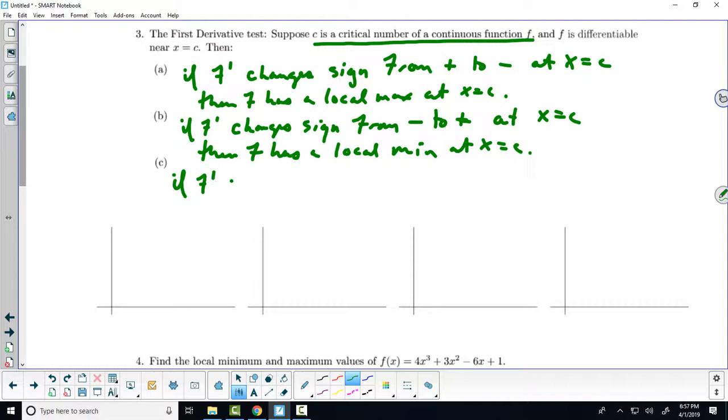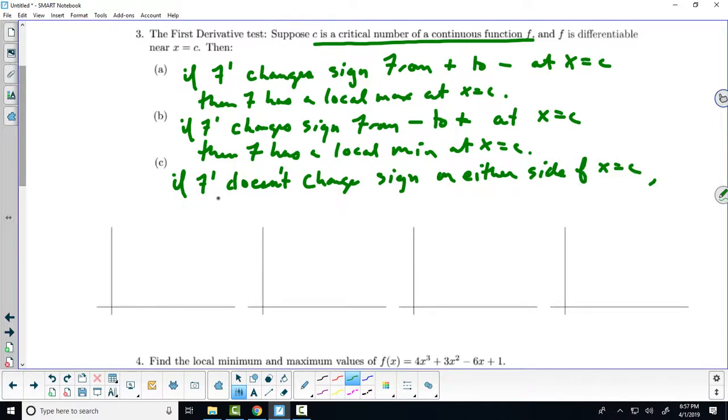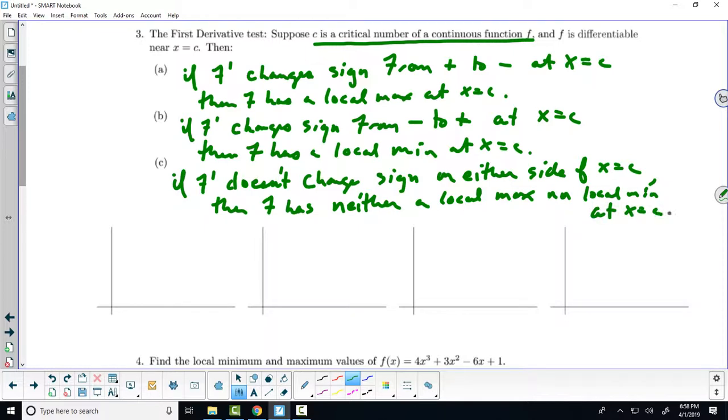And it says if f prime doesn't change sign on either side of x equals c, then f has neither a local max nor a local min there. A lot of writing. Need to go back and fill those in as partial notes.